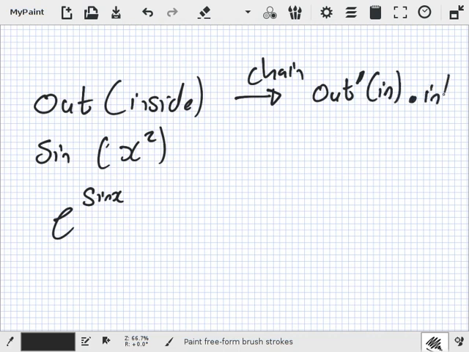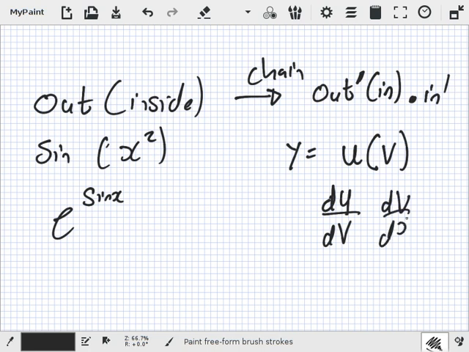Now, this rule is in the formula book, but it's written using different letters. I use outside, inside, but I think in the formula book it's probably written something like this: y equals u(v), and the rule is du/dv times dv/dx. Is that how they have it in the formula book? Yeah. It is clear, but I just think outside, inside is a little bit easier to have in your head. So it's derivative of outside times derivative of inside.